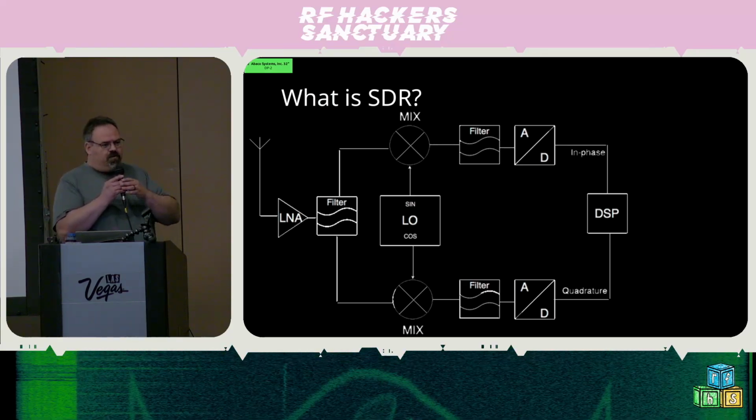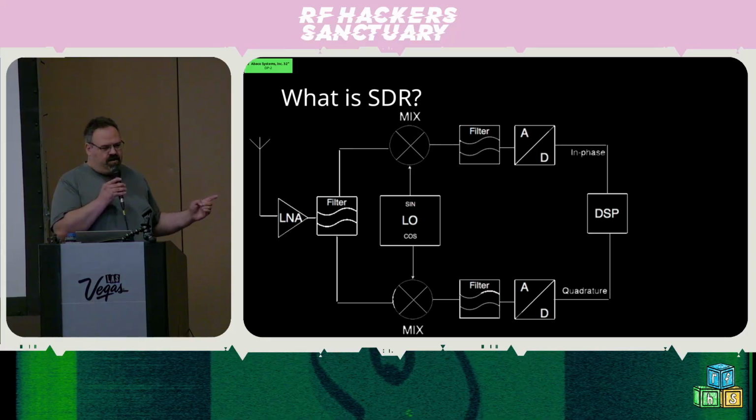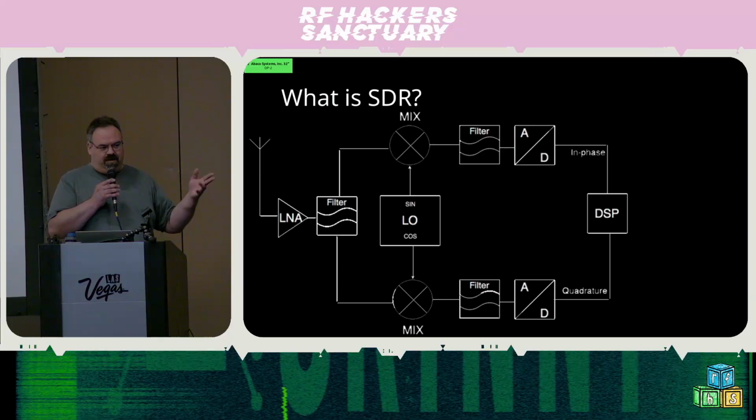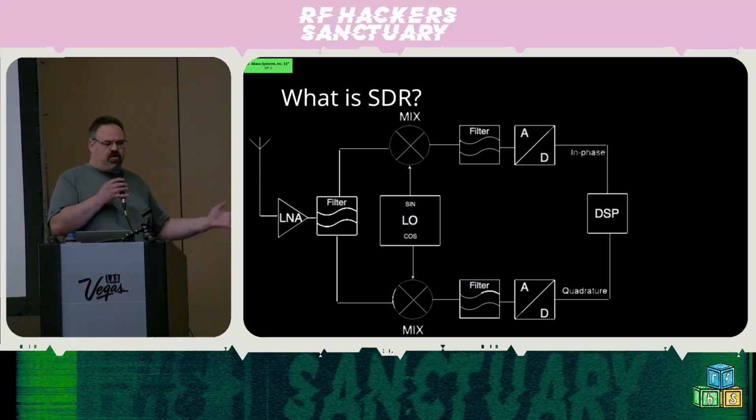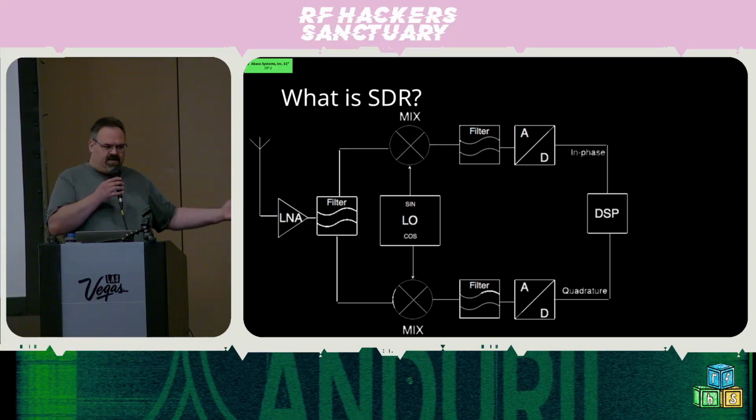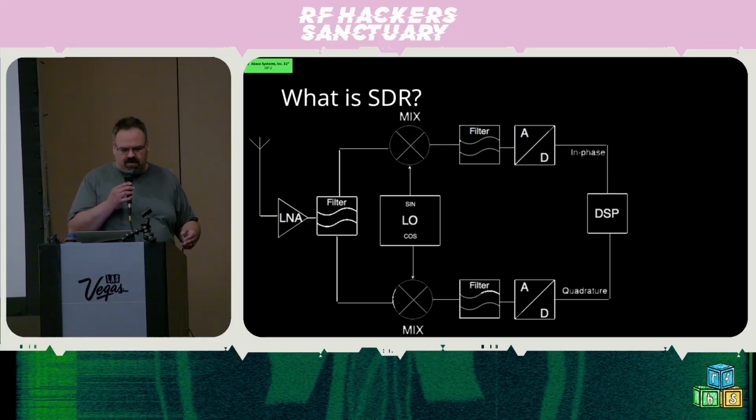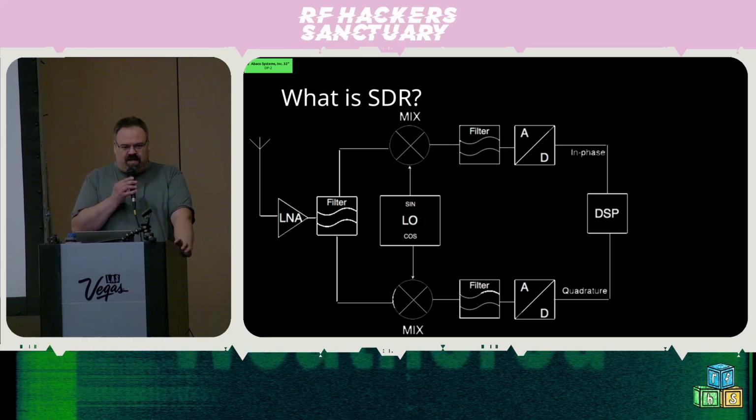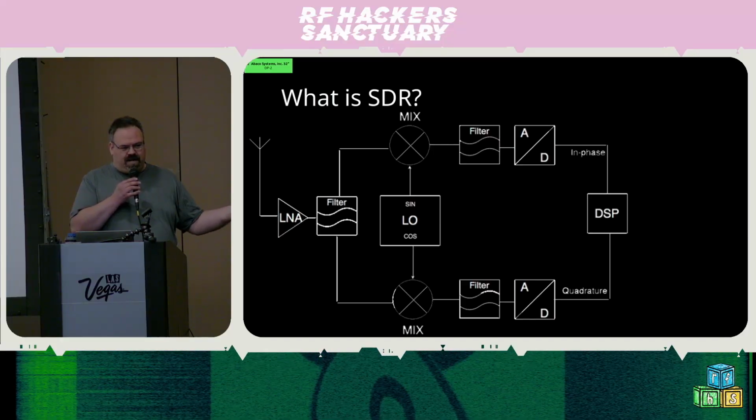So if you want to sample a really wide bandwidth signal, you either need one really fast analog to digital converter that is twice the speed, or twice the sample rate of the bandwidth of the signal you want to capture. So the signal you want to capture is 60 megahertz wide. You need an ADC that samples 120 million times per second, or 120 megahertz. Those are really expensive.